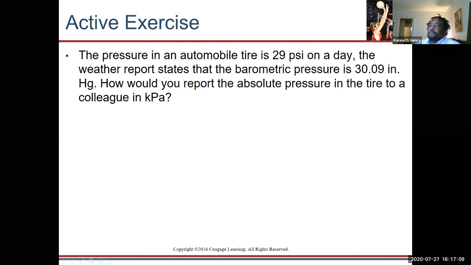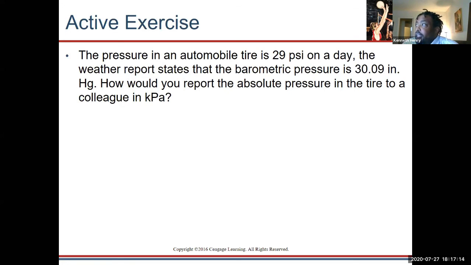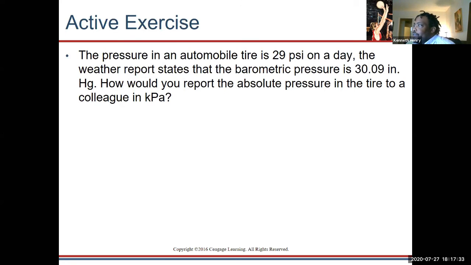Okay, so now here's a hard question. It says the pressure in an automobile tire is 29 psi on a day when the weather report states that the barometric pressure is 30.90 inches of mercury. How would you report the absolute pressure in the tire to a colleague? So absolute pressure is a combination of the pressure of the automobile or whatever you're looking at, plus the atmospheric pressure.